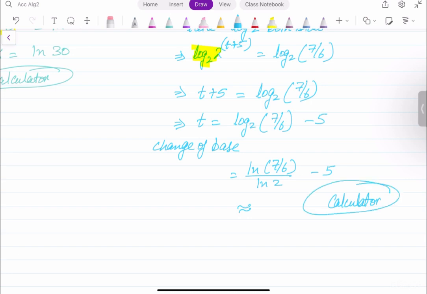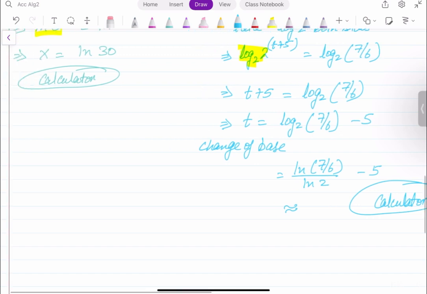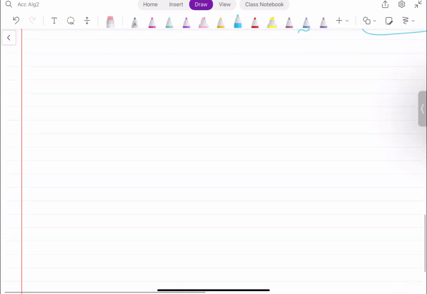You will get the final answer. With this, let's take one more example. e to the power of 2x minus 7 e to the power of x plus 12 is equal to 0.